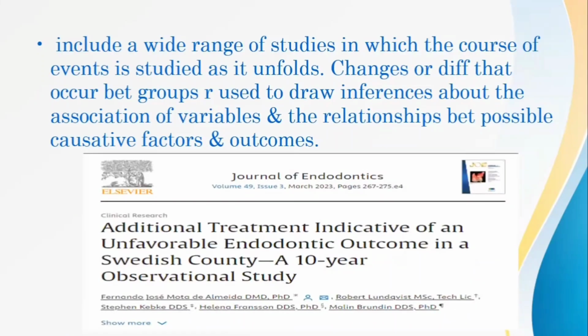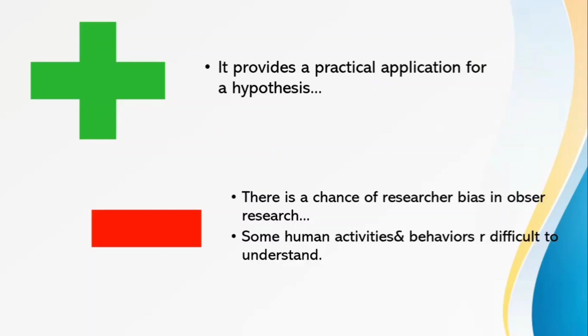This study is a 10-year observational study published in the Journal of Endodontics. It shows the additional treatment indicative of an unfavorable endodontic outcome in a Swedish county. What are all the pros and cons of this? It provides a practical application for a hypothesis. In other words, it can help make research more complete. The disadvantages are that there is a chance of researcher bias in observational studies. In other words, there are numerous situations in which observation alone is inadequate.